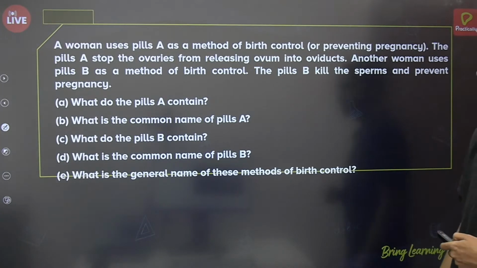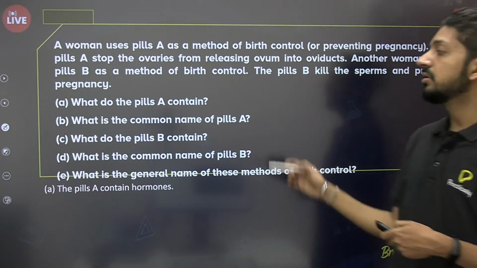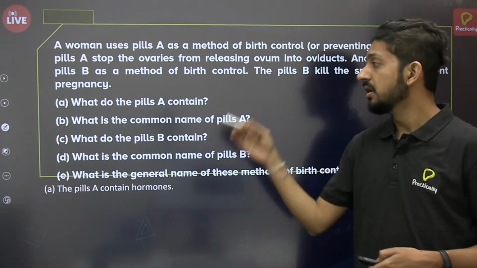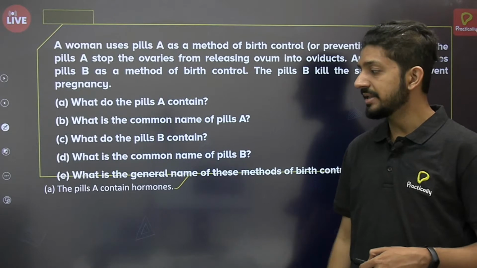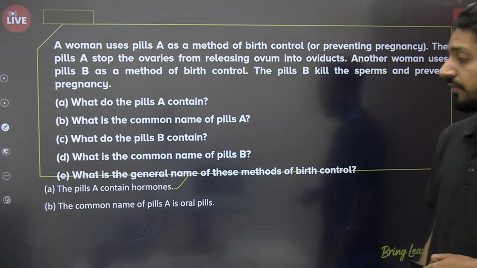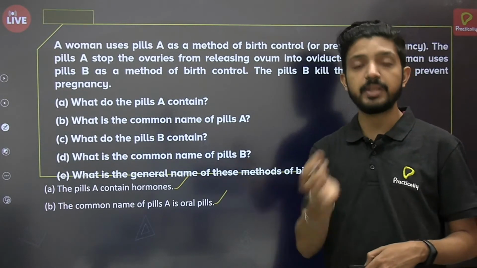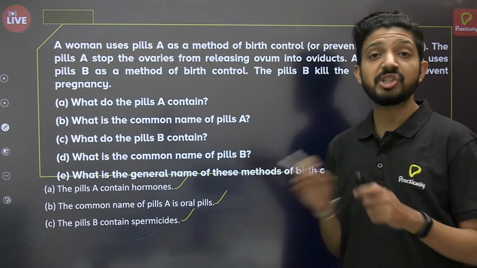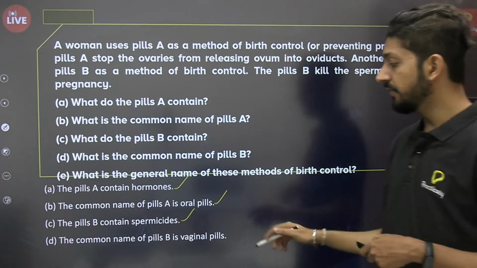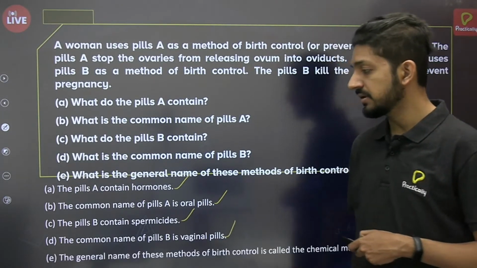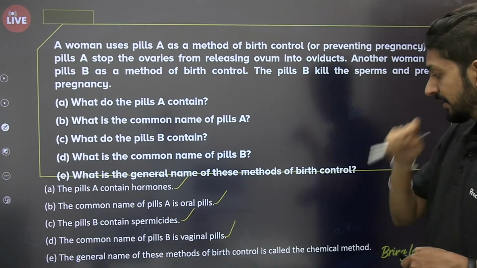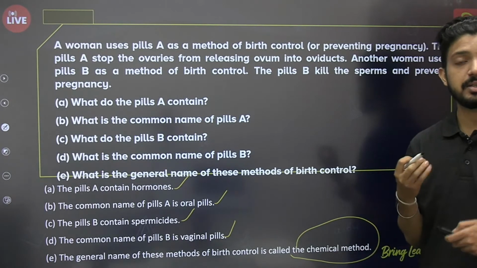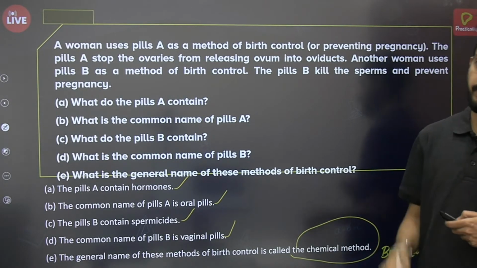Okay, let's see the answer. The birth control pills contain mainly female sex hormones. So we can simply write that pills A contain hormones, and the common name of pills A is oral pills. Those pills are taken orally to prevent pregnancy. The pills B contain spermicides which kill the sperms, and the common name of pills B is vaginal pills. The general name of these methods of birth control is chemical methods, because we are using pills and chemicals to prevent pregnancy. So this is the chemical method of prevention.